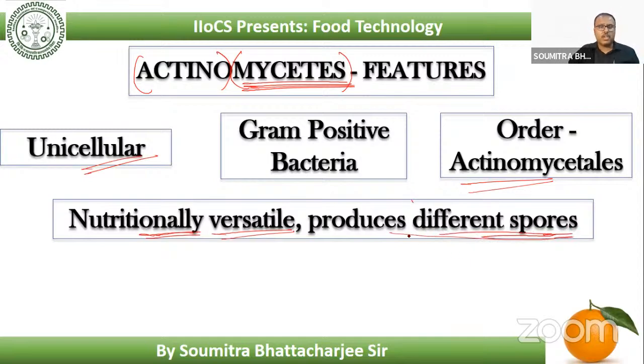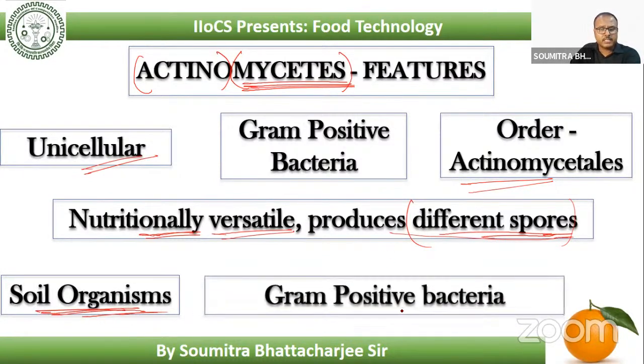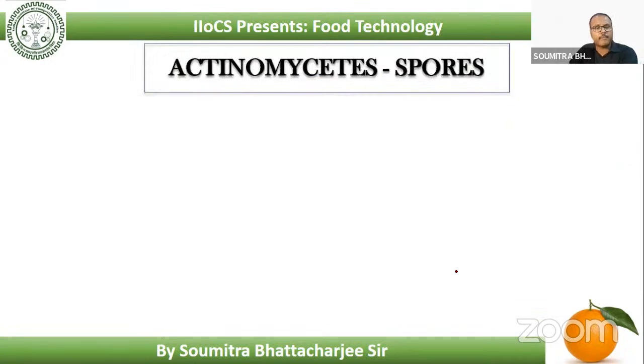Yes, obviously they will be producing spores, because as soon as they get any kind of unfavorable conditions, they result in the production of spores, and within those spores they show their divisions, and based on that division they will further grow also. So nutritionally they are very versatile, and they produce multiple different kinds of spores. These are typically soil organisms, and we had already discussed that they are gram positive.